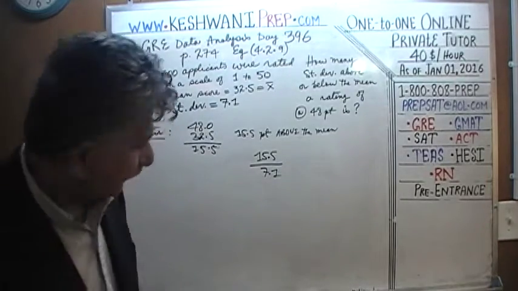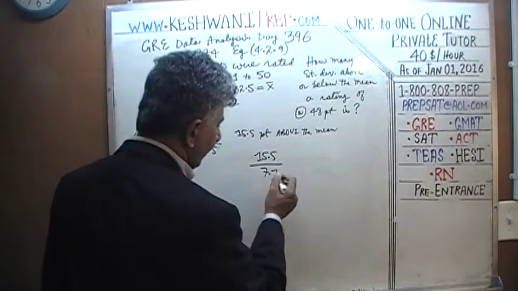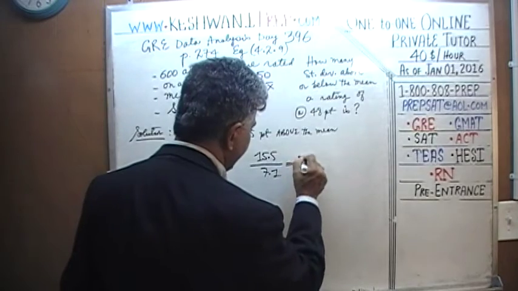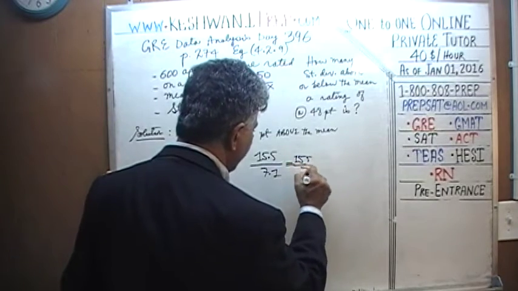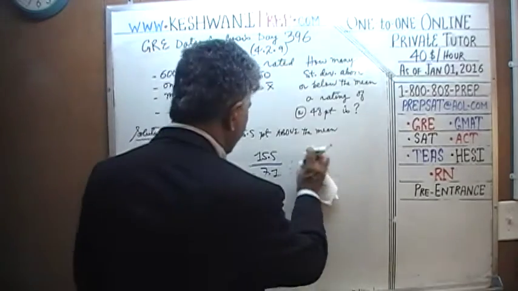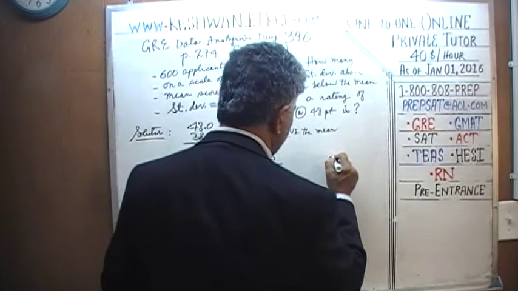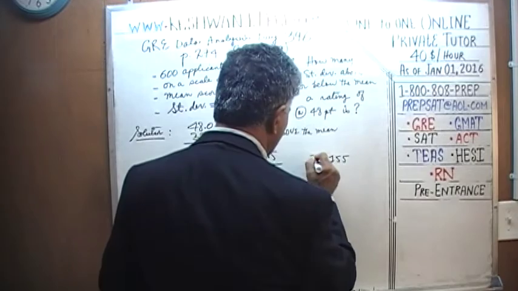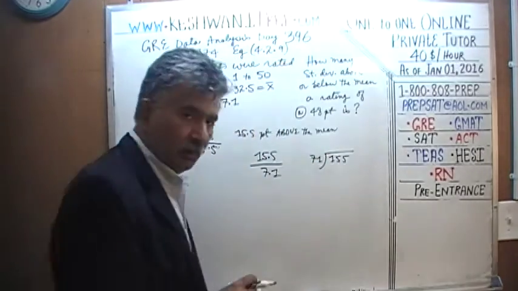There is no trick to it. And obviously, 15.5 divided by 7.1 is exactly the same as 155 over 71, if you were to multiply top and bottom by 10. Let's do it here. 155 divided by 71 is what we're looking at.